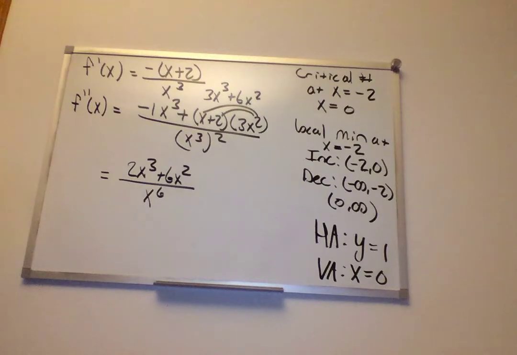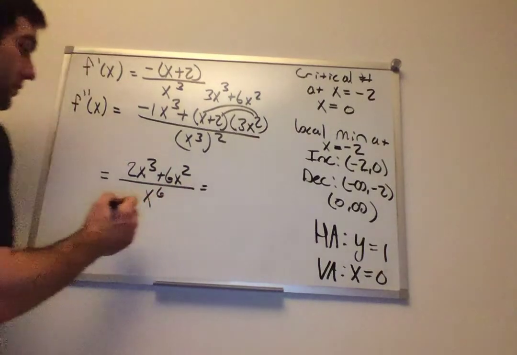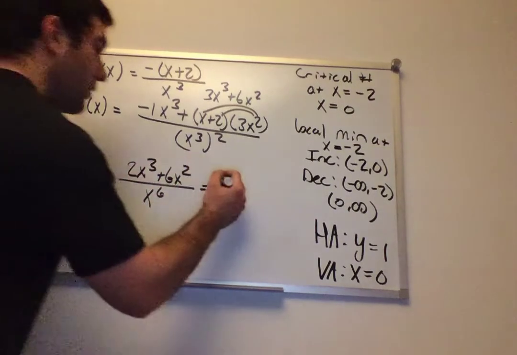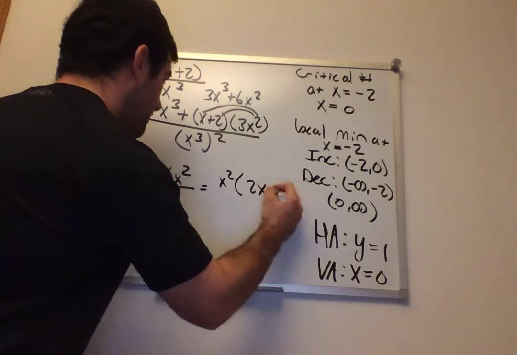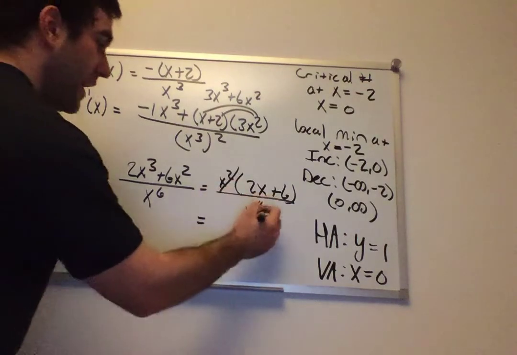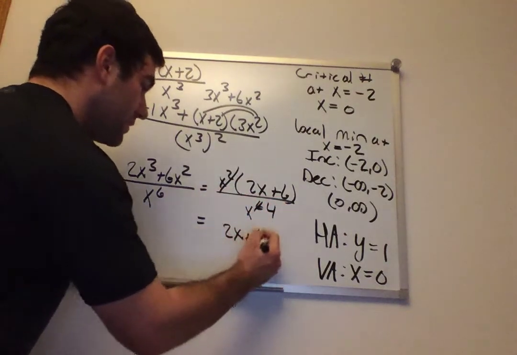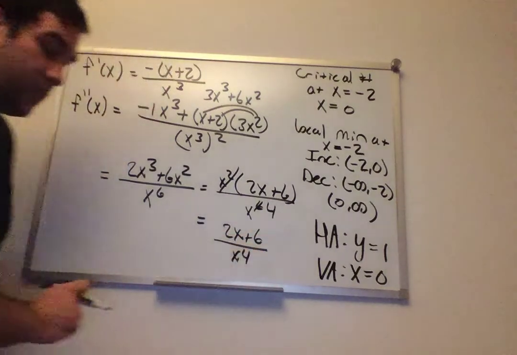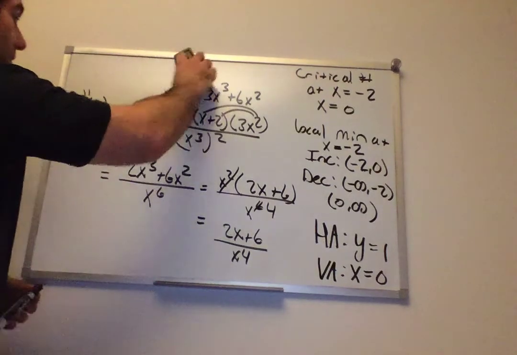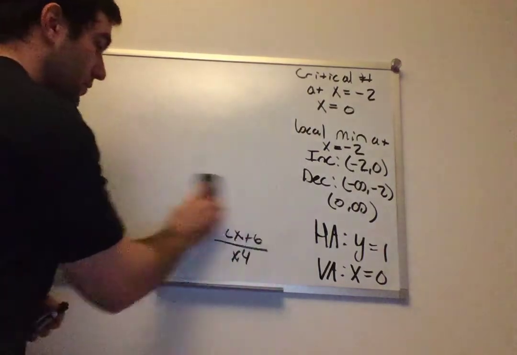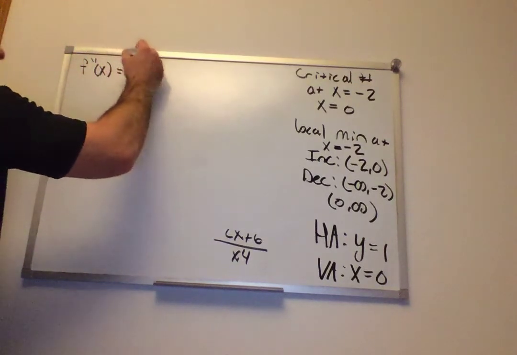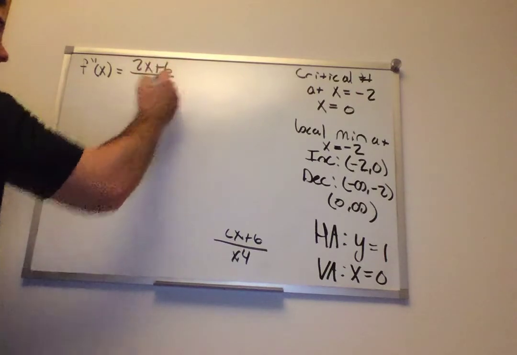Now, we can simplify this a little bit. Let's go ahead: x squared times 2x plus 6, divided by x to the 6th. Well, x squared cancels with 2 of those, so we get 2x plus 6 divided by x to the 4th. So there is our second derivative. Okay? So we no longer need our first derivative. I'm going to write it up here. F double prime of x is equal to 2x plus 6 over x to the 4th.